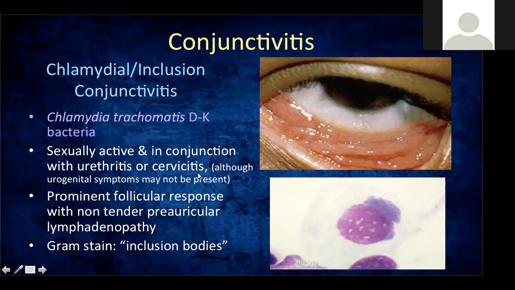Okay. Why do we call it inclusion conjunctivitis? If you see here in the lower right photo, here you have your epithelial cell. Here you have your inclusion bodies. Okay, that's why we call it your inclusion conjunctivitis. So this is a gram stain of a conjunctival swab.